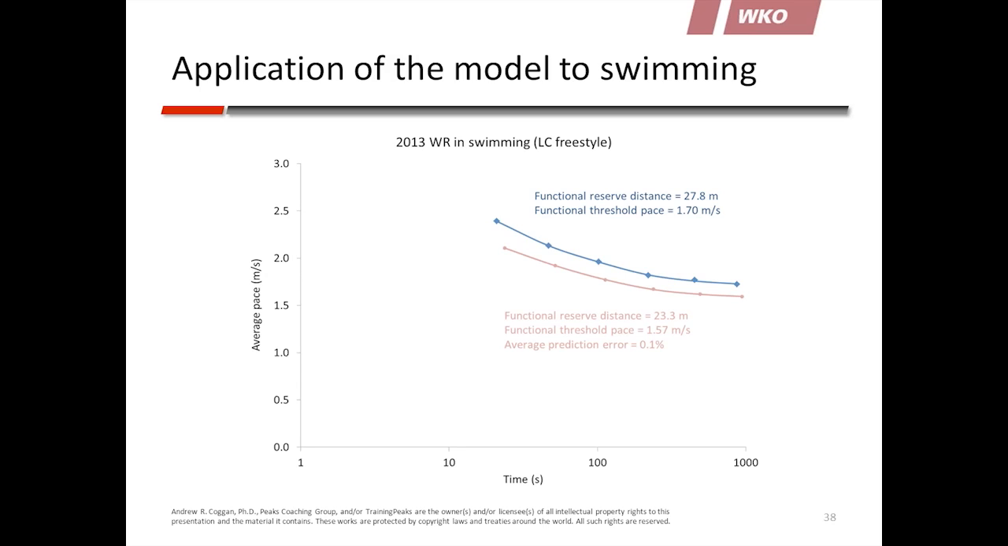You can also apply it to swimming. And so here you see the calculated functional threshold pace and functional reserve distances based on long course freestyle for both men and women. The average prediction error didn't make it onto the screen there for the men, but the average prediction error for the men's data is 0.2%, 0.1% for the women. The other thing to note is, swimmers race over a much shorter span of durations, at least in a pool, compared to cyclists.